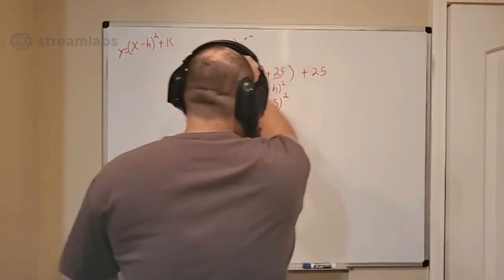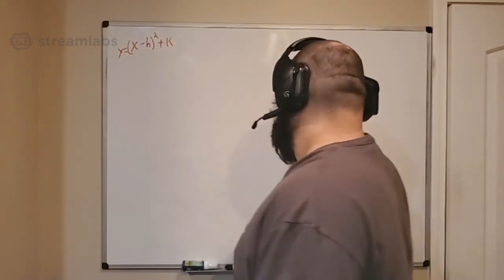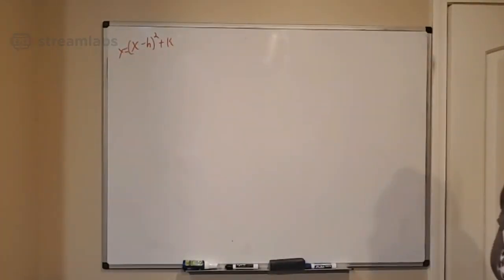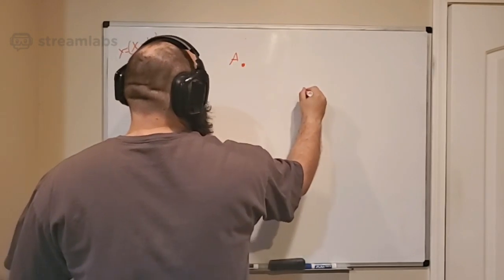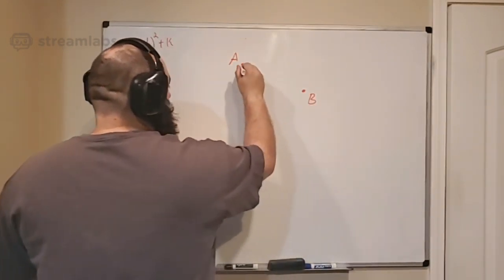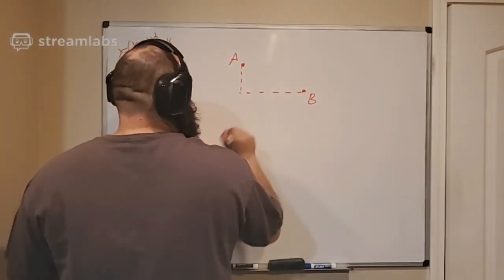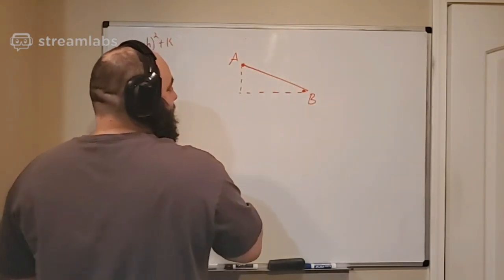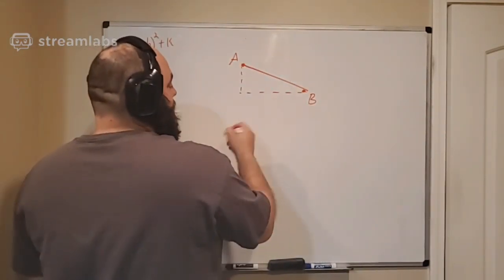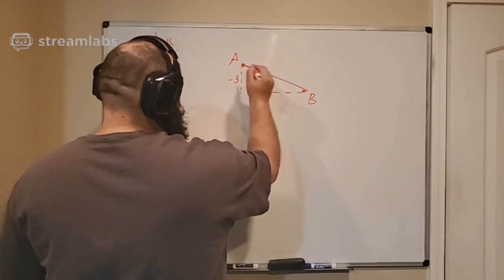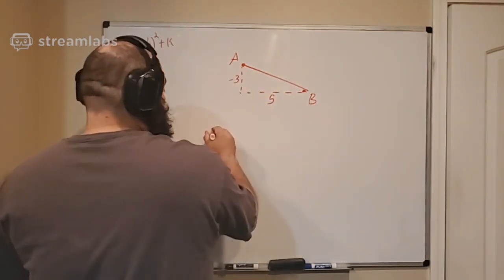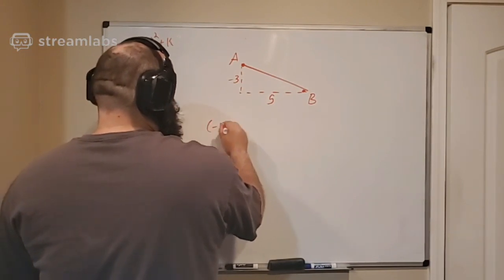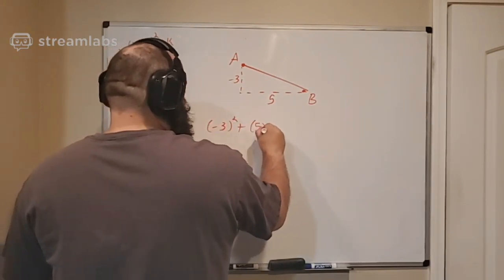Remember, especially when you have 2 coordinates, so if you have like A is here, B is here, you can always draw your right triangle. So let's just make this -3 and this would be like 5. Well, the distance between A and B is -3 squared plus 5 squared equals c squared. You can always do it that way.